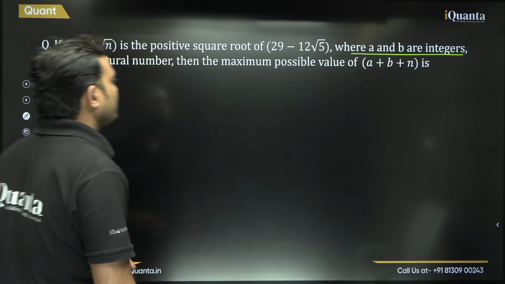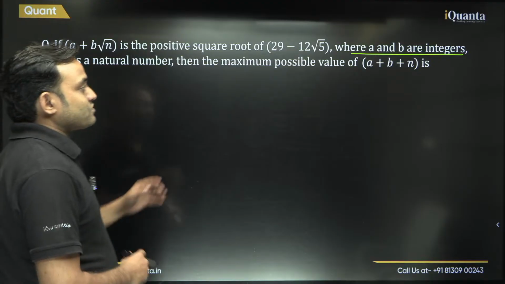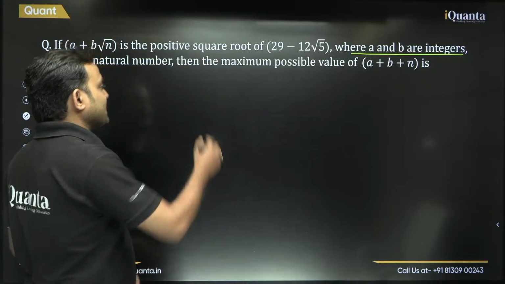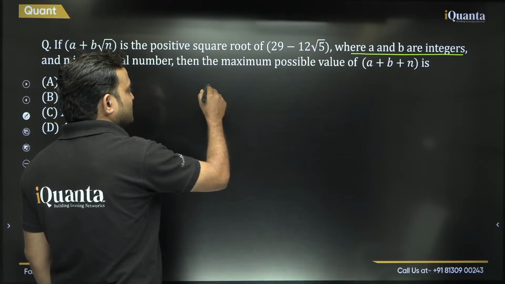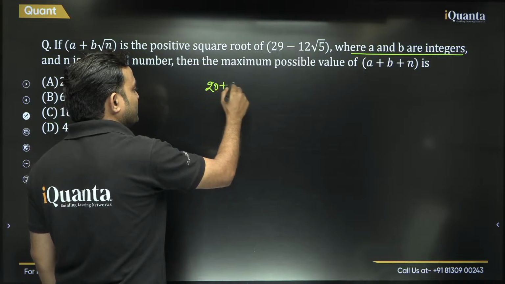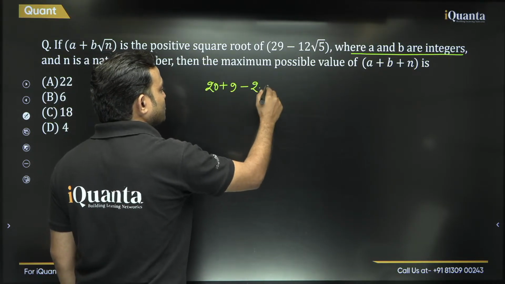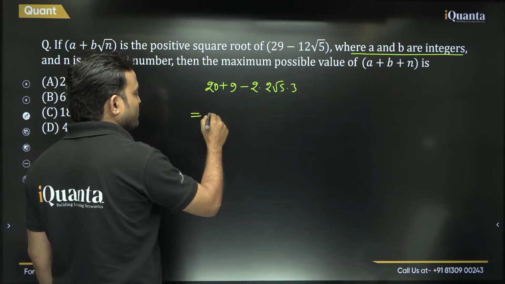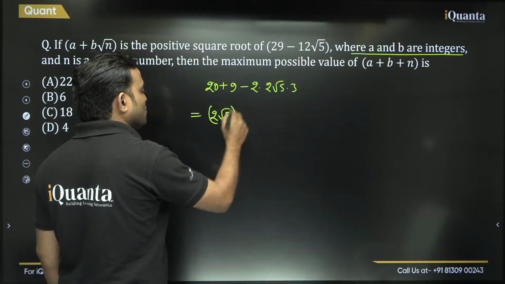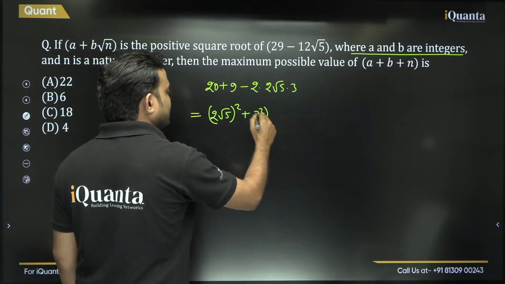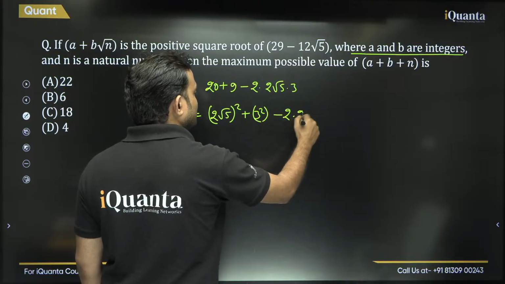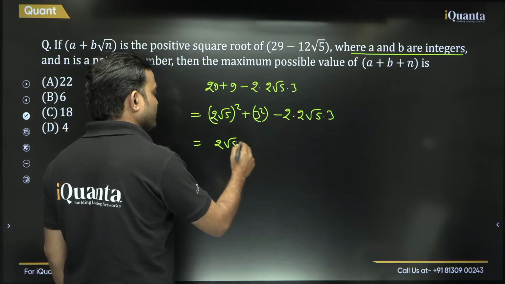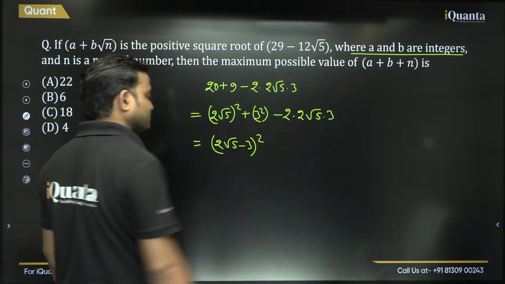So first of all, we need to consider the square root of this. How do we break this number? Can I write this 29 as 20 plus 9 minus 2 into 2 root 5 into 3? 20 can be written as 2 root 5 whole square, 9 can be written as 3 square, minus 2 into 2 root 5 into 3. Now this can be written as 2 root 5 minus 3 whole square, right?